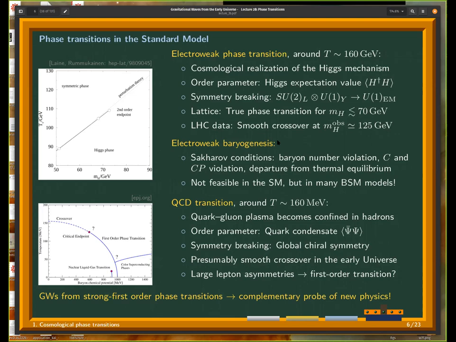So in this sense, if we should discover gravitational waves from a strong first order phase transition, this would be a complementary probe of new physics, complementary to all kinds of laboratory experiments that we can do on Earth. For instance, collider searches for new physics.